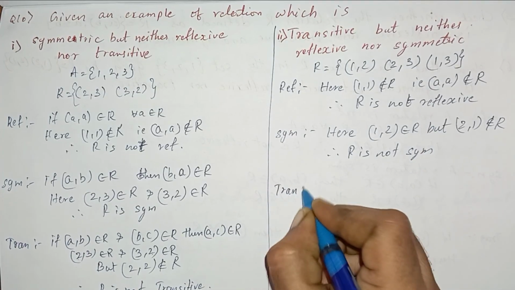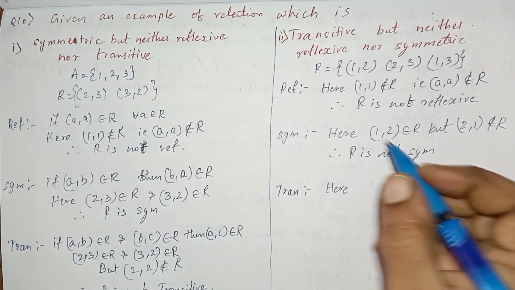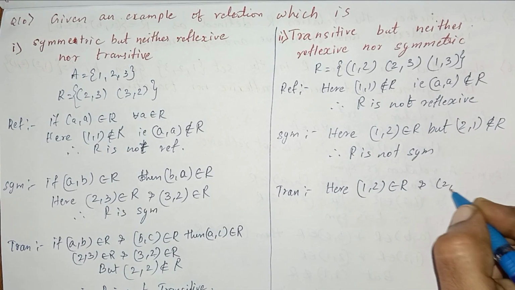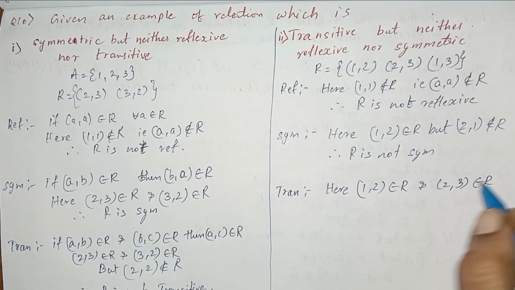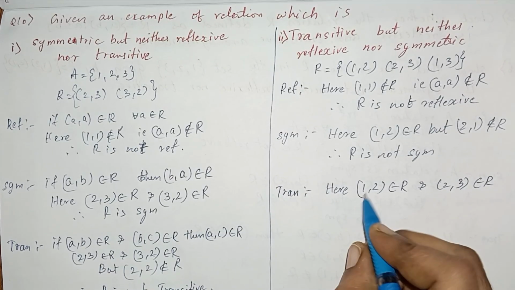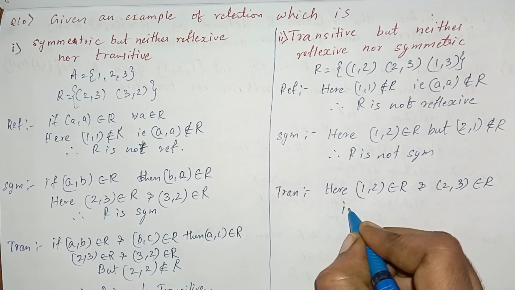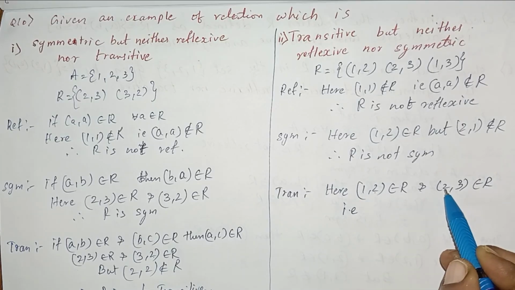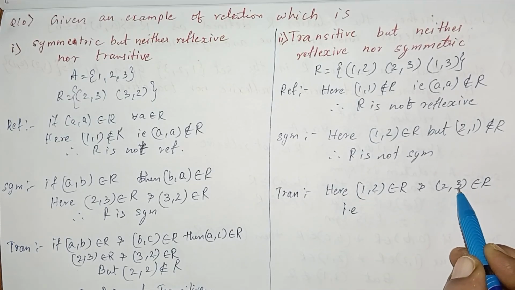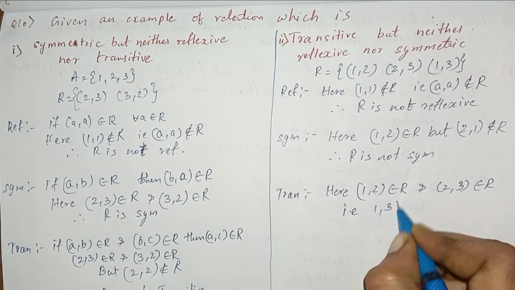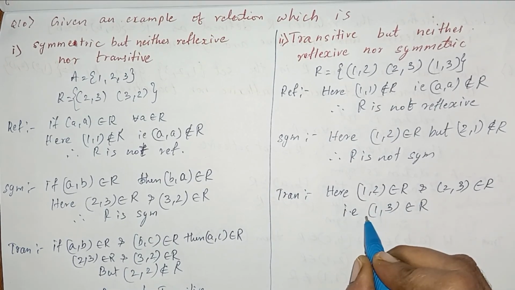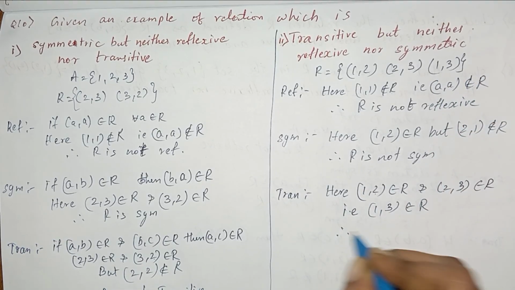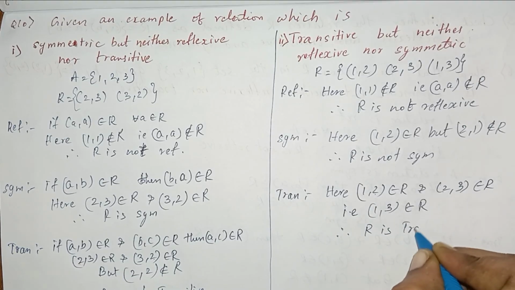Okay, the next is transitive. Here we have (1, 2) belonging to R and (2, 3) belonging to R. So a is 1, b is 2, and with (2, 3), c is 3. Then we have (1, 3) also belonging to R. So this satisfies the transitive relation. Therefore R is transitive.